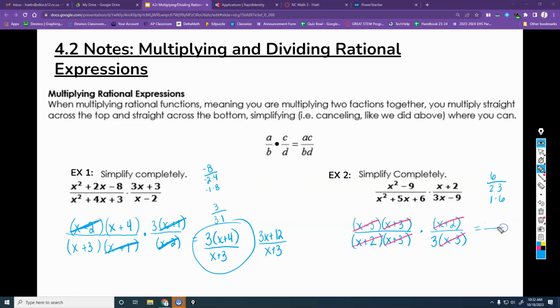Okay, so for this, almost everything canceled out, right? So have I got anything left in the top? What have I got to put there? 1. The 3, where does it go? On the bottom. There. If you don't have anything left in the top, you're going to put a 1. If everything cancels out, yep, that's our final answer. So 1/3 would be your answer.